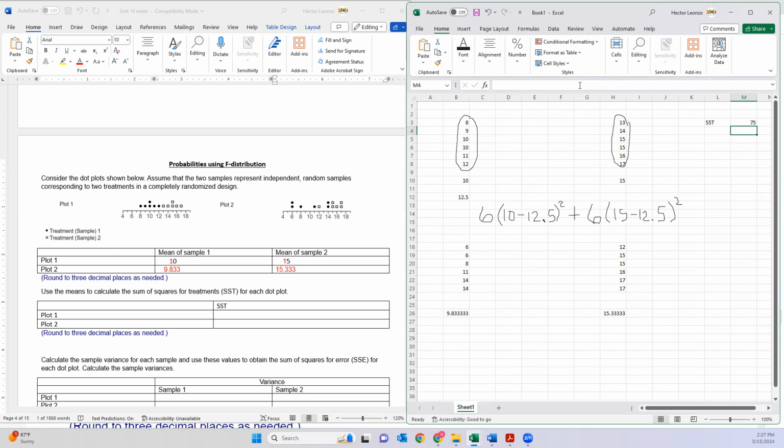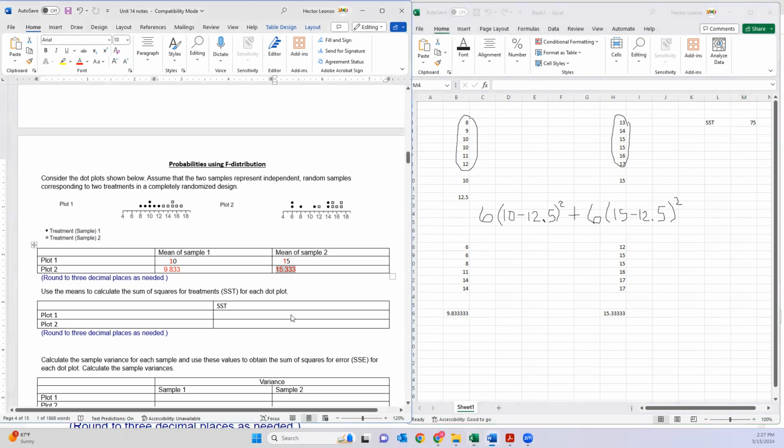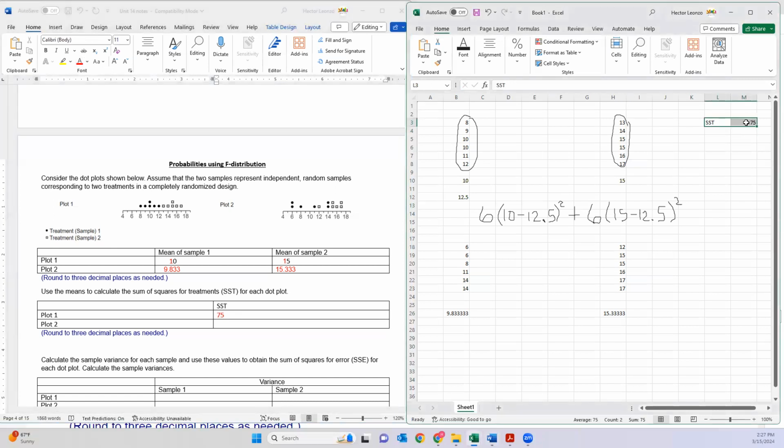So that's 75. Okay, so let me just call this 75. Cool. It's not an ugly number. Now let me take a look at plot 2. Remember, I called my SST here. Now my SST for plot 2. Let me write this first. Let me write what I'm going to write.